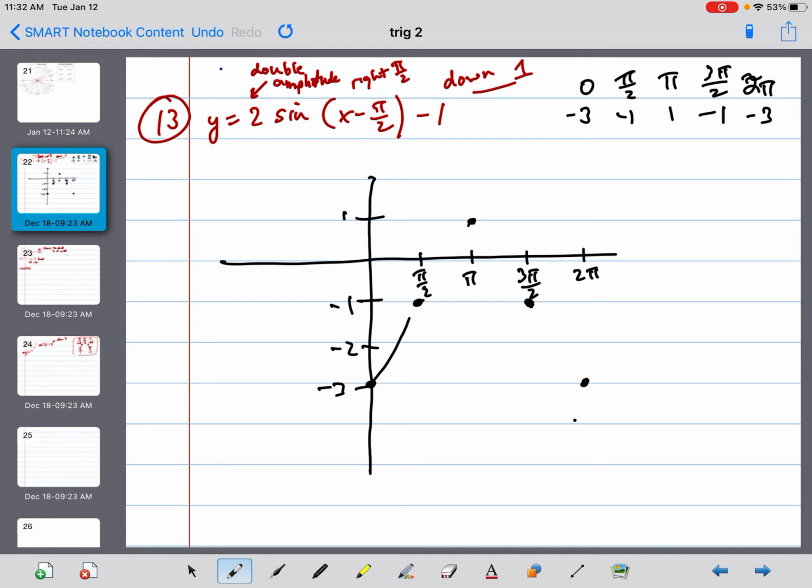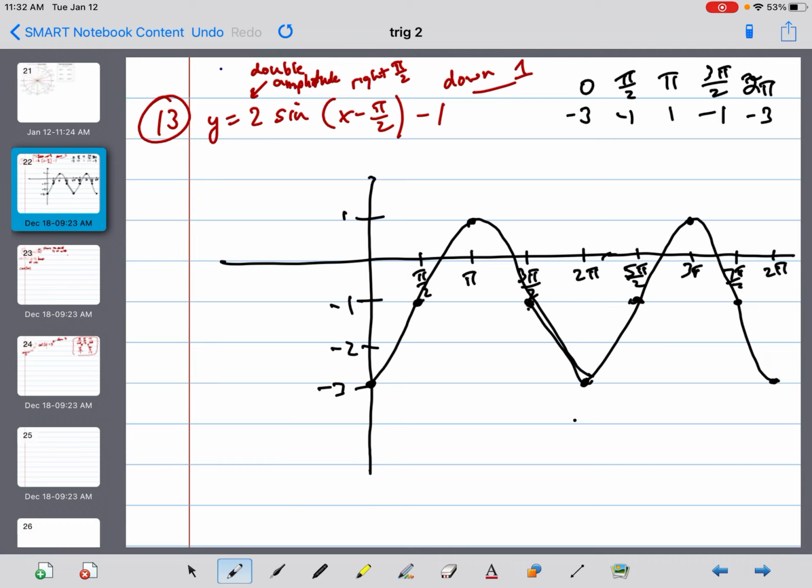So this is one cycle, one period of it. Okay, whoops, kind of missed that dot there. So if we extend this out to the right a little bit more with our pi over 2s, this would be 5 pi over 2. This would be 3 pi. So at 5 pi over 2, it's going to be back at negative 1. At 3 pi, it's going to be up to positive 1. At 7 pi over 2, it's going to be back down to negative 1. And then at 4 pi, it's going to be down here back at negative 3. So we swipe that up, swipe that down. Okay, there it is. All right, 14.